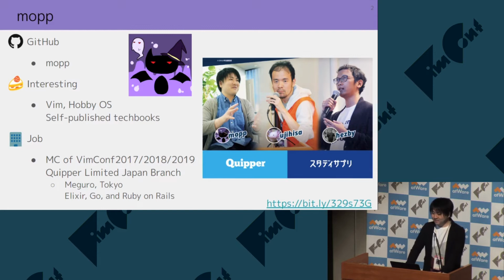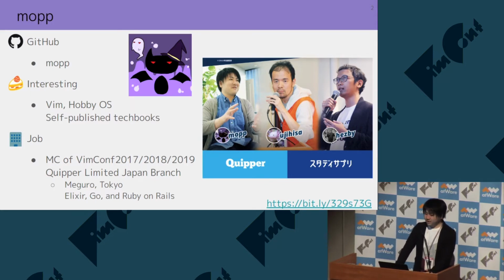Also, I'm a software engineer at Clipper Limited Japan branch since this June. I work remotely for 3 days a week, and I work at the Meguro Tokyo office for 2 days a week. In my team, we use Elixir, Go, and Ruby on Rails. The right photo shows 3 members from Clipper, and the other 2 guys will talk in this regular session.